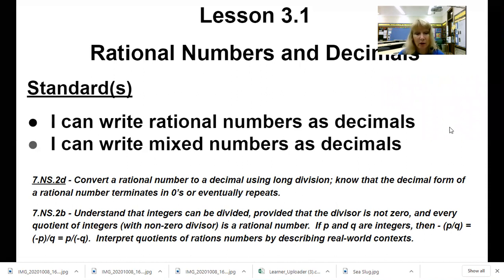2D says convert a rational number to a decimal using long division. We're going to be doing that in this unit using a lot of division to convert our fractions into decimals. And we're going to know that the decimal form of a rational number terminates in zeros or eventually repeats. So we're going to divide until we get a remainder of 0 or until the number repeats. Understand that integers can be divided, provided that the divisor is not 0, and every quotient of integers with non-zero divisors is a rational number.